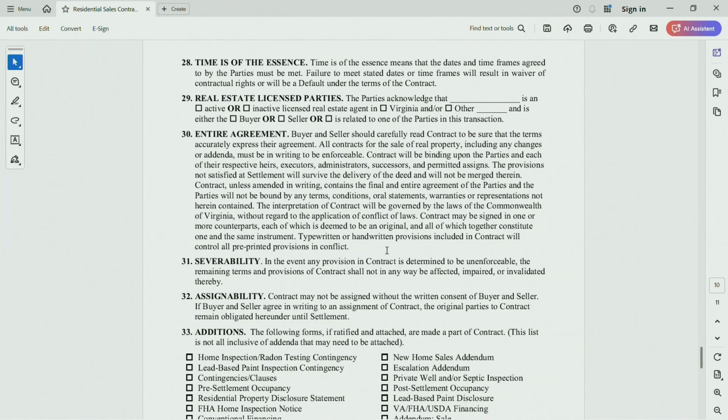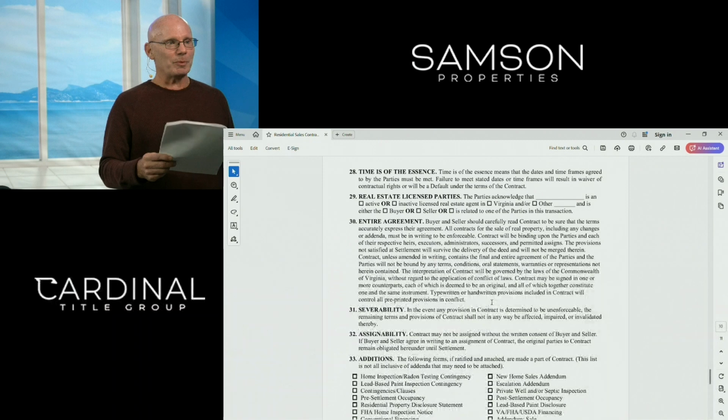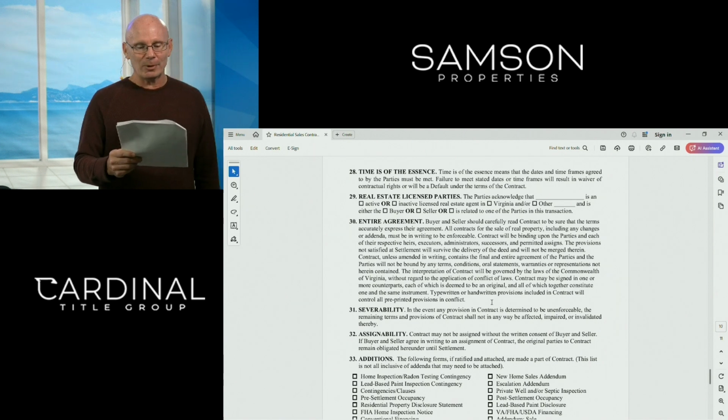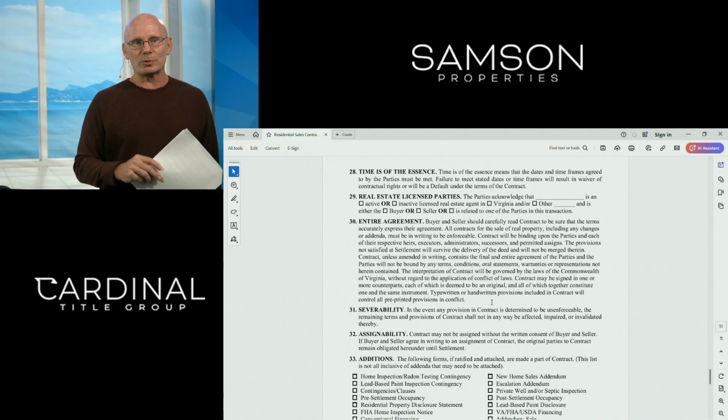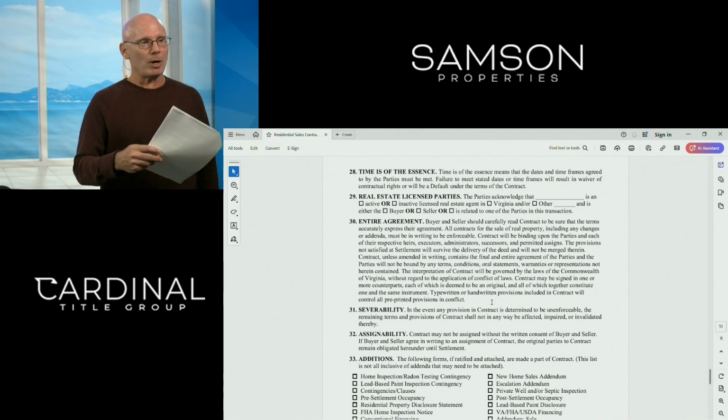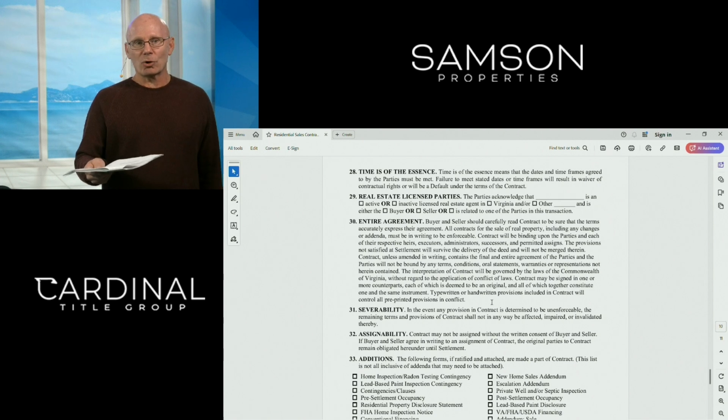The provisions not satisfied at settlement will survive the delivery of the deed and will not be merged therein. So if you have unresolved issues, i.e. HOA violations or stuff like that that was not resolved by the seller, this lets you know that they're not absolved from that whole process. So just because they signed at settlement does not resolve those issues if that buyer hasn't agreed to the terms that the seller is providing them. So that's why the buyer is able to take them to court if they need to do that for whatever those issues are.